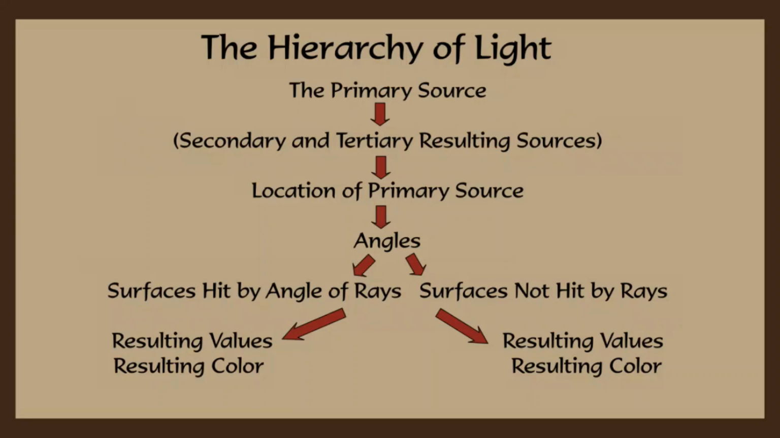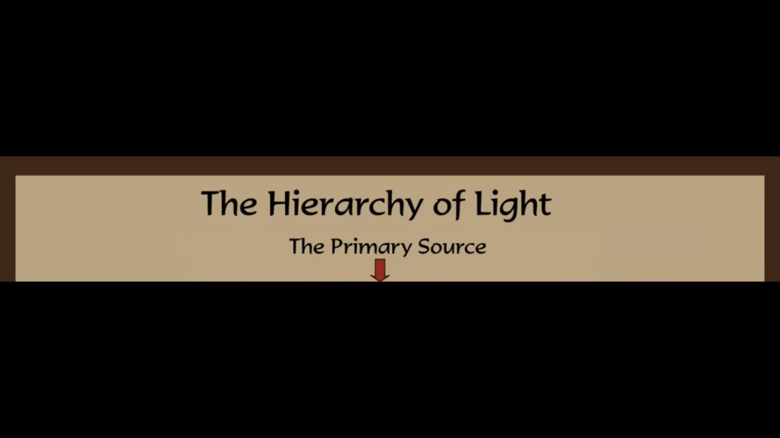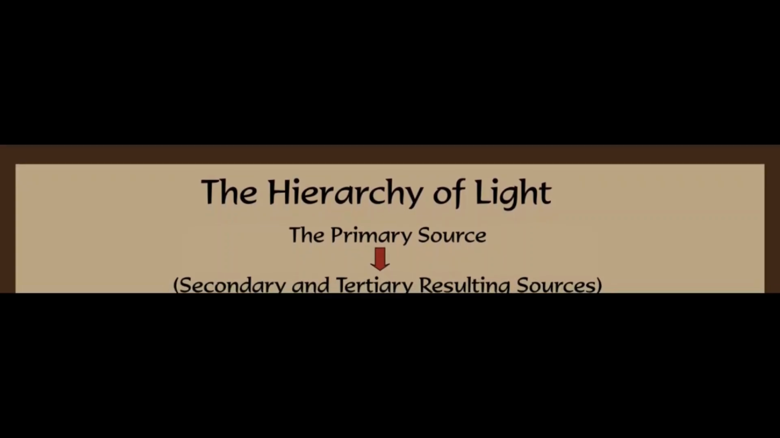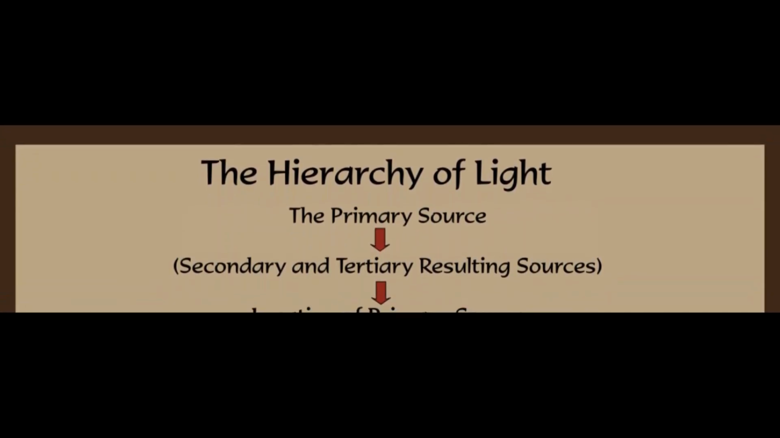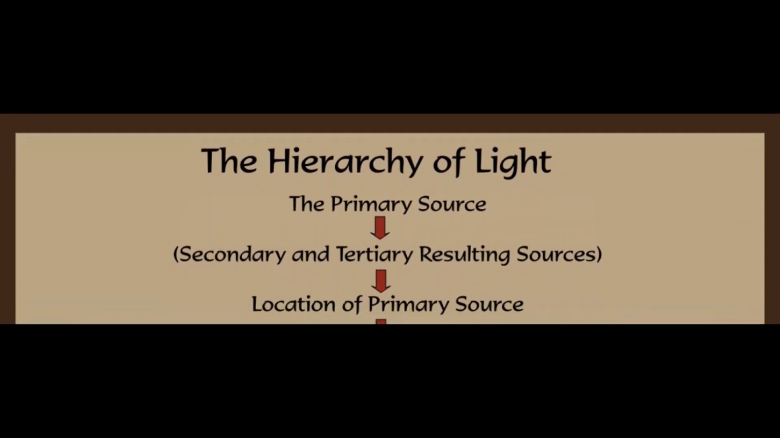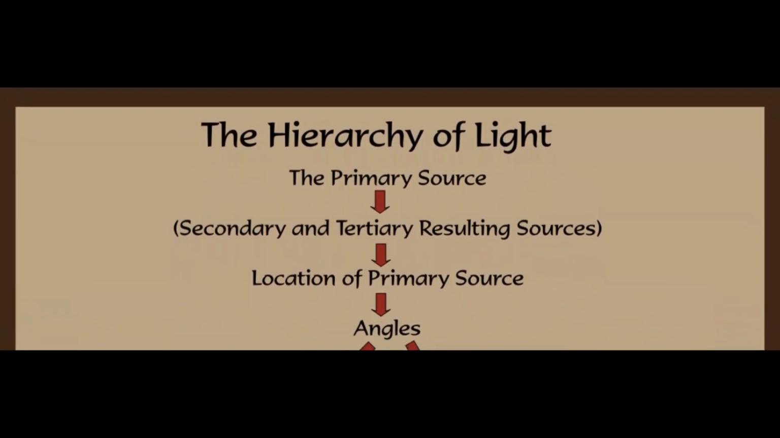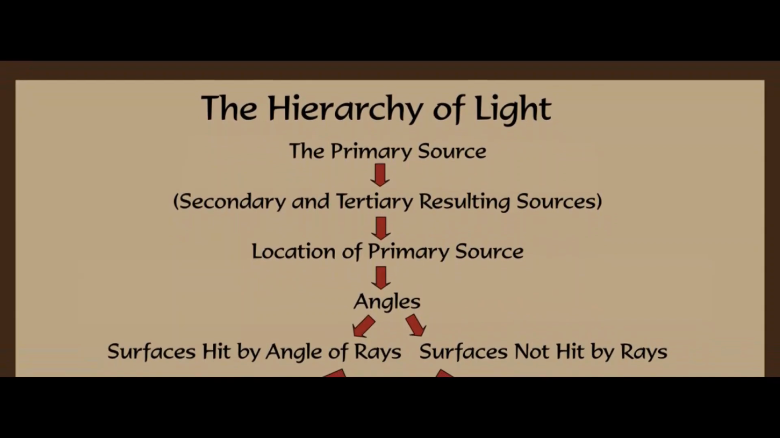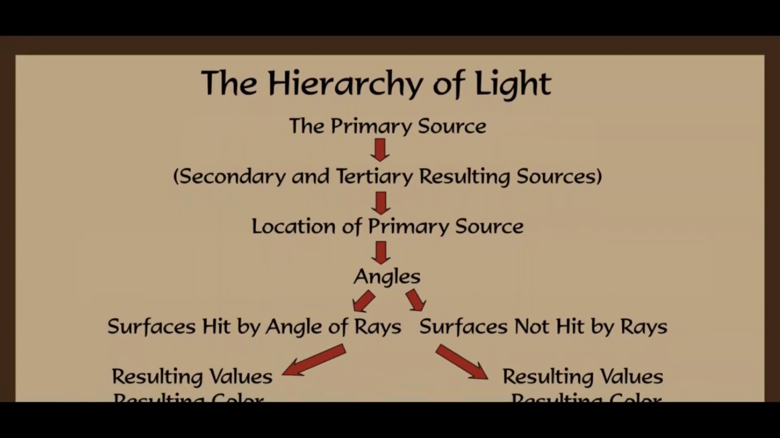So here it is, all outlined for you. We learned this, we've got the whole story. The primary light source is where everything begins. That primary light source will cause a secondary and a tertiary resulting light source. But in order to recognize that, it's necessary to locate the light source. And when we locate the light source, we will notice that the rays from that source are coming at distinct angles. The direction of those angles is what causes shapes of values to form on images themselves.